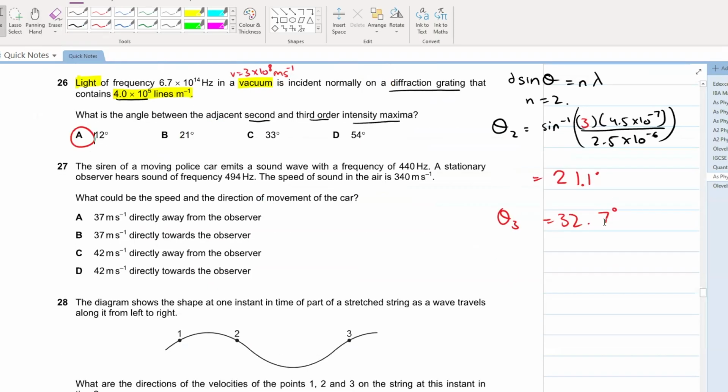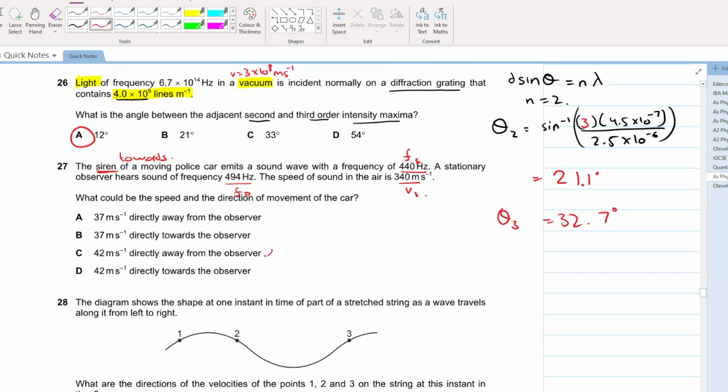Let's do this. The siren of a moving police car emits a sound wave with a frequency of this. This is your frequency of sound. A stationary observer hears this frequency, the frequency observed. Just by looking at these values, what do I know? That the siren is moving towards the observer. Why? Because the frequency observed is greater than the frequency of the source. The speed of sound is this. You have to calculate the direction and the speed of the car.